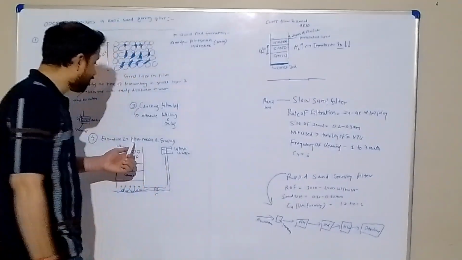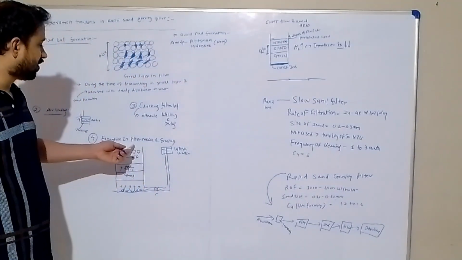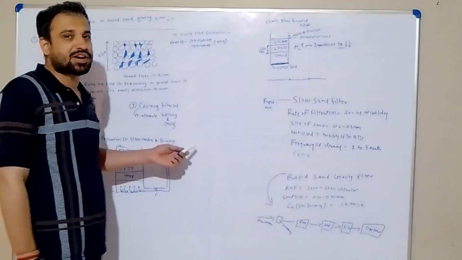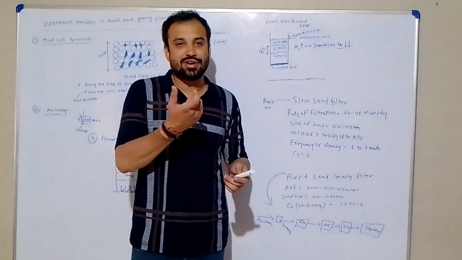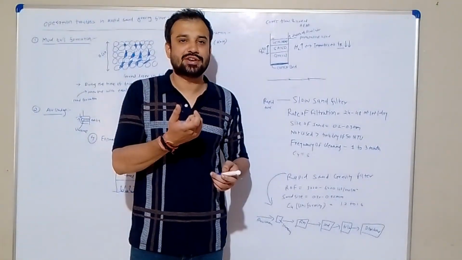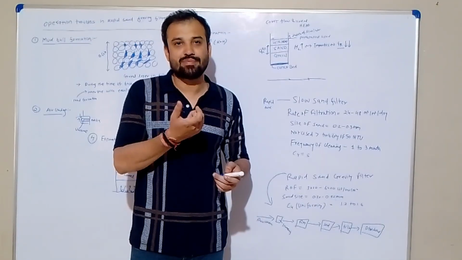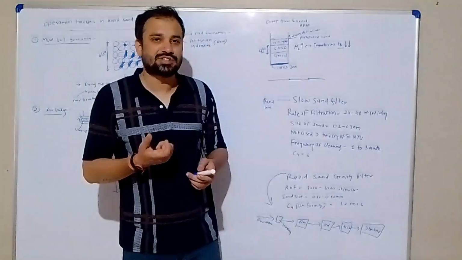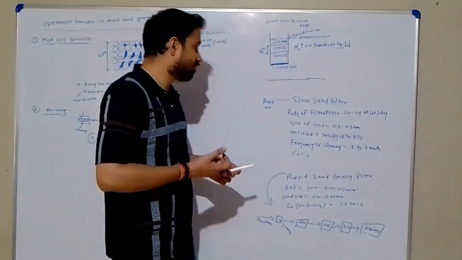The expansion in the filter media and erosion of the sand particle. The filter media is the sand. The erosion of the sand particle takes place in the rapid sand gravity filter. This is the problem we are facing in our rapid sand gravity filter.